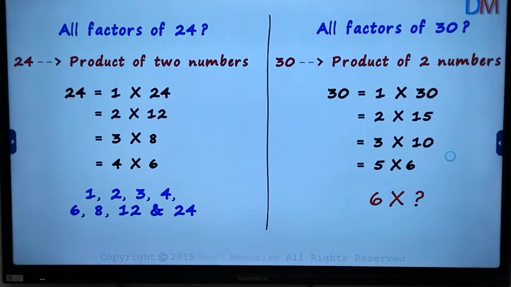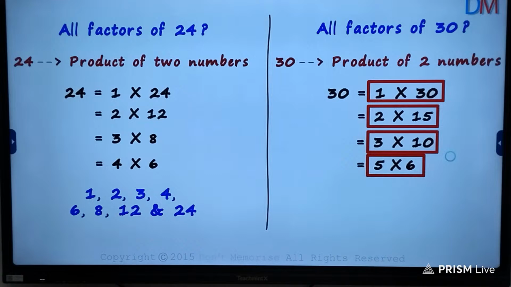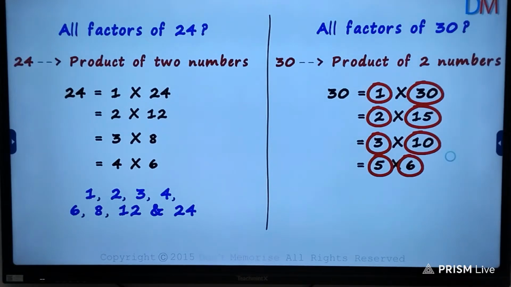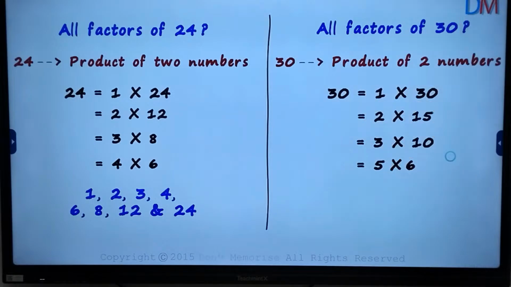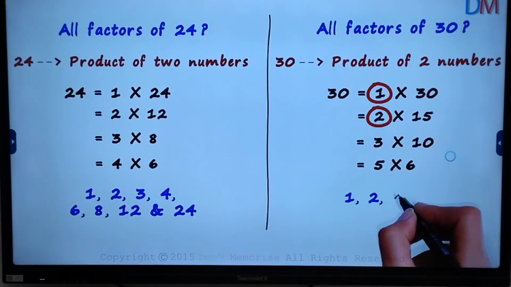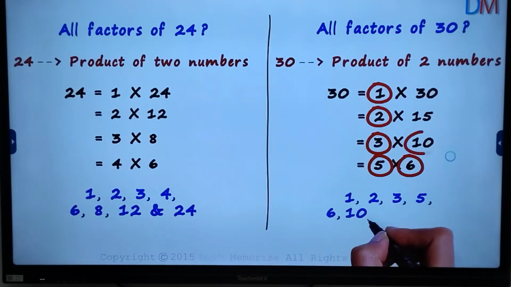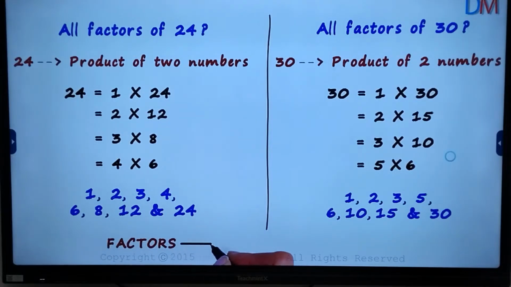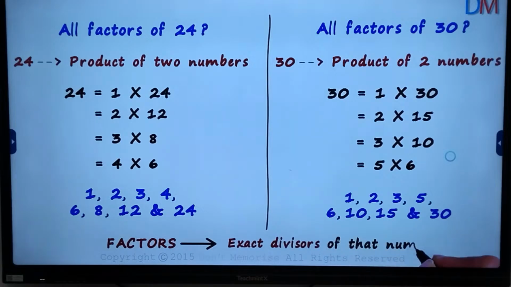Next number is 6, which is already covered here, and the numbers after 6 are covered here. That's when we know that we have exhausted all possibilities. These are the only 4 ways in which we can write 30 as a product of two numbers. So we can say that these 8 numbers individually are the factors of 30. The factors are 1, 2, 3, 5, 6, 10, 15, and 30. How can we define factors then? Well, the factors of a number are basically exact divisors of that number.